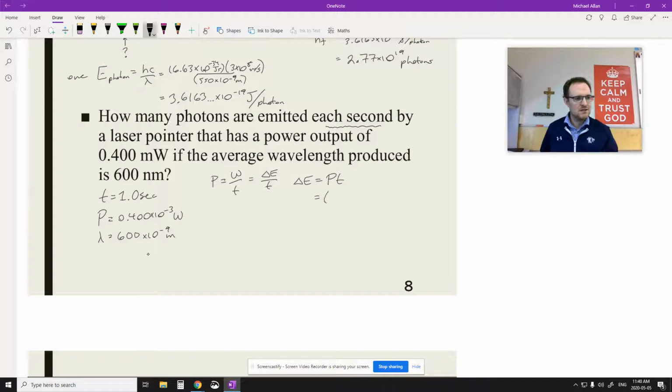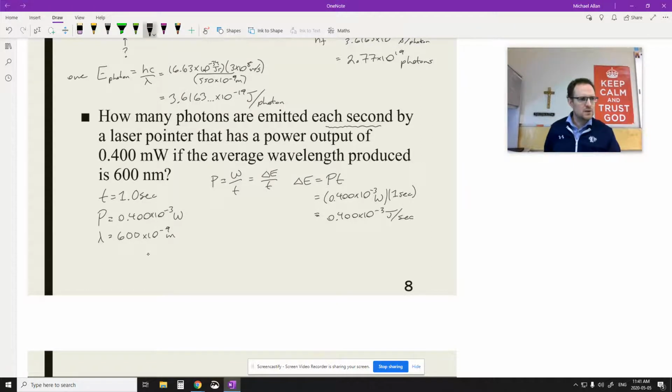So it's P, which is 0.400 times 10 to the negative 3 watts times 1 second. What happens here is that this changes into joules. If you were to do the unit conversion on that one, it ends up being just a joule. So that's how many joules every second a laser pointer pumps out. This is per second if you want to think of it that way. How many joules per second.